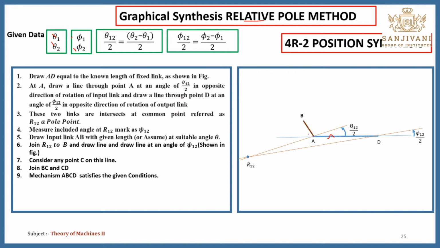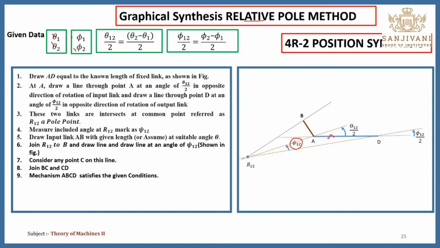Now we'll consider any position of the crank, that means the input link, and we'll mark that position. Next, we join this. Before this, we'll mark this angle, which is psi 1 2. You have to mark the included angle of this relative pole.